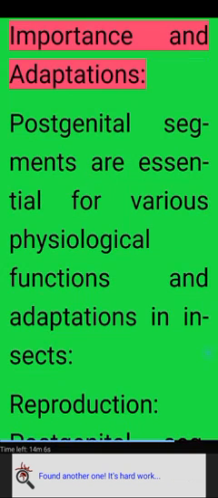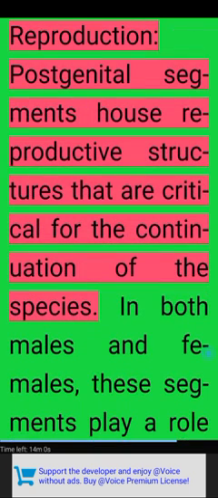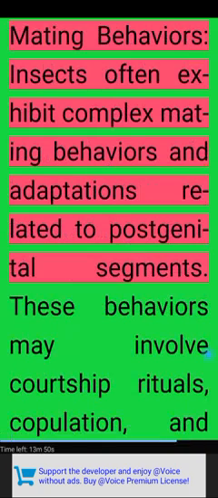Importance and adaptations. Postgenital segments are essential for various physiological functions and adaptations in insects. Reproduction. Postgenital segments house reproductive structures that are critical for the continuation of the species. In both males and females, these segments play a role in producing, transferring, and storing gametes.